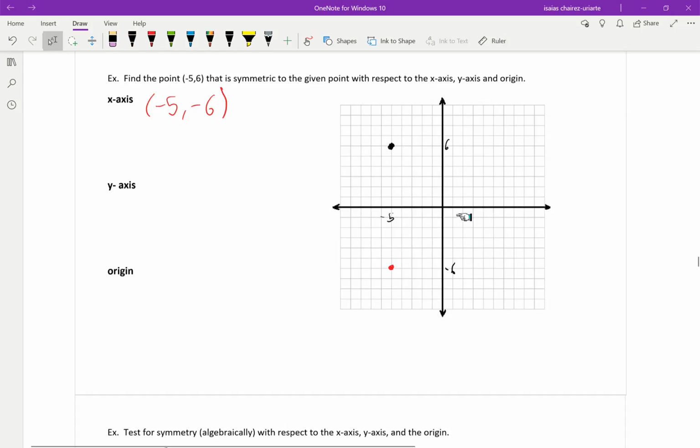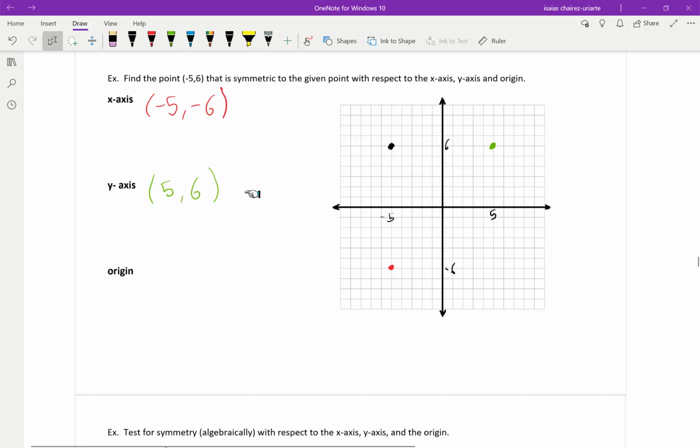1, 2, 3, 4, 5. So that's 5. And I'm going to draw this guy in red. Sorry, in green. So that is my new point. That point is 5, comma 6. Let's compare that to the original one. The original one was negative 5, comma 6. For this one, I changed the x coordinate to positive. It's still the same y coordinate.